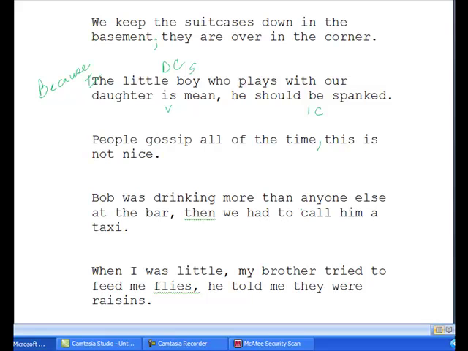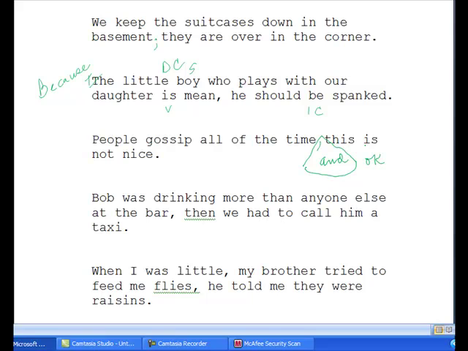But we can, the comma, remember I told you, is weak. You can use a comma and a coordinating conjunction. People gossip all of the time, comma, and this is not nice. This is okay because we've used a comma and a coordinating conjunction to join two sentences. And that's one of the major comma rules there is.